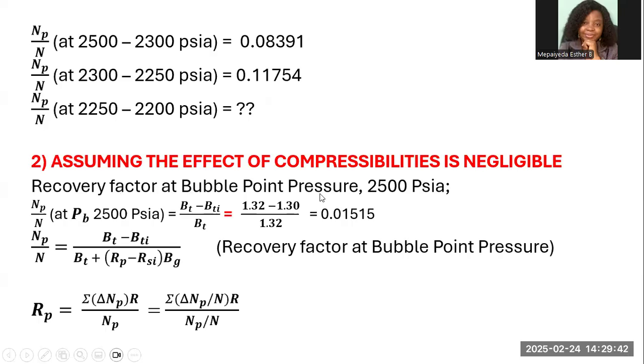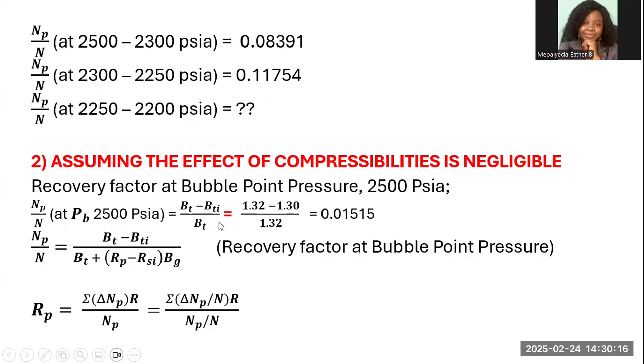You have a recovery factor at bubble point pressure, 2,500 psi. What do you have? Because the effect of compressibility is negligible, your Np over N is Bt minus Bti over Bt. Okay? So you have your Np over N to be this. And here it is just Bt because Rp equals Rsi at the bubble point pressure.